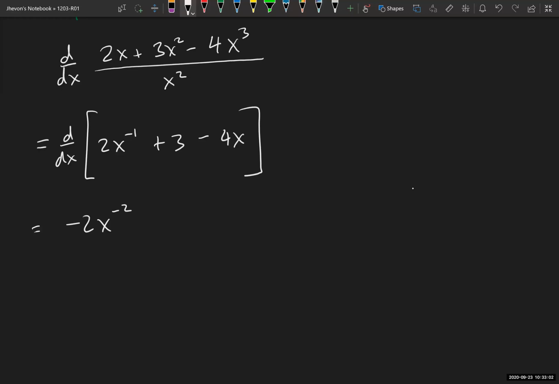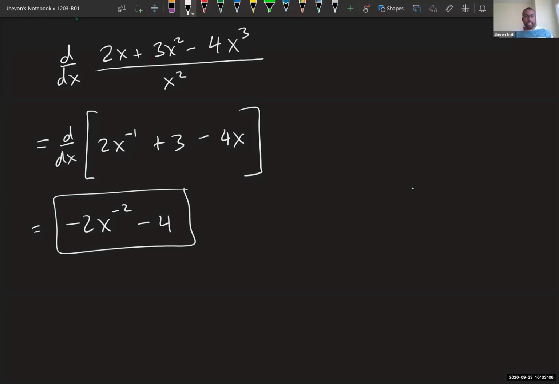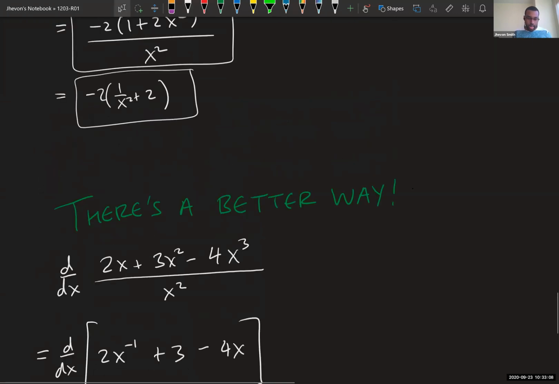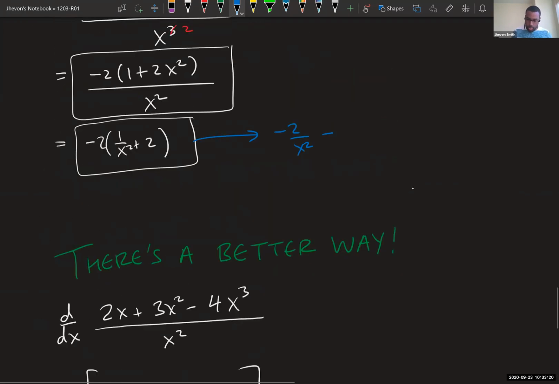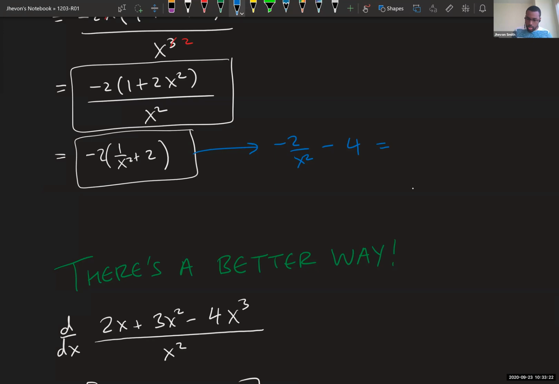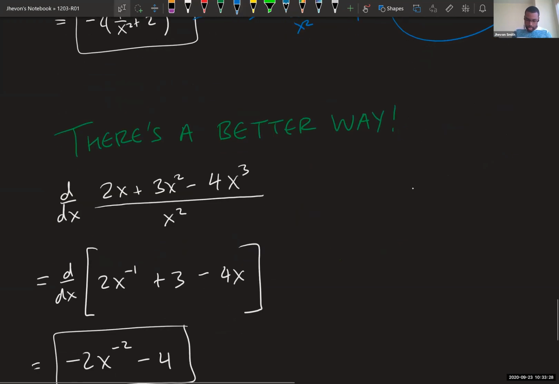The derivative of 3 is 0, and you get that, right? Very nice version of the answer. You will recognize that this is the same thing because this is minus 2 over x squared minus, is that a minus 4? So this is the same as minus 2x to the minus 2 minus 4, which you'd realize is the same as the answer here.